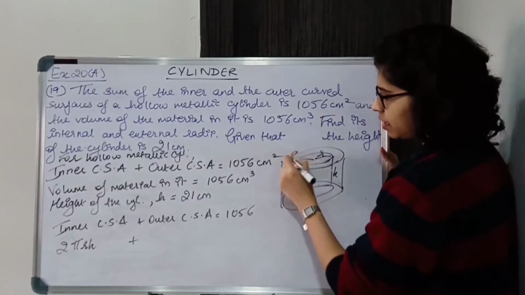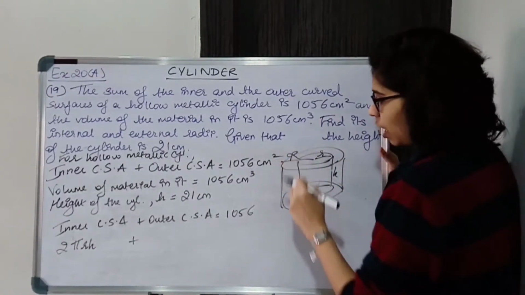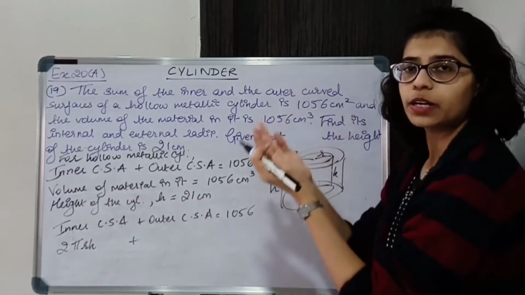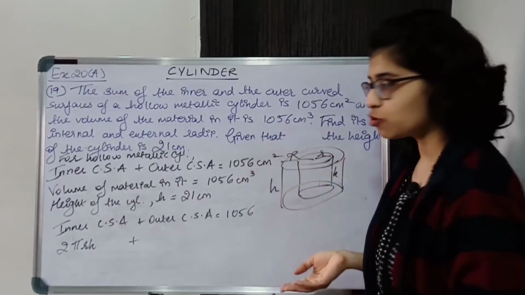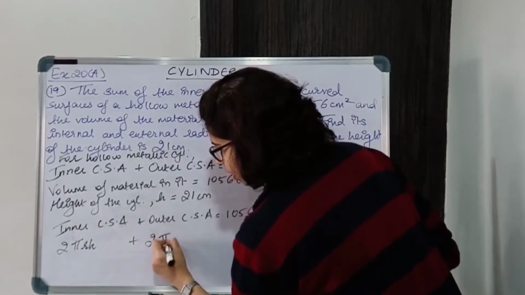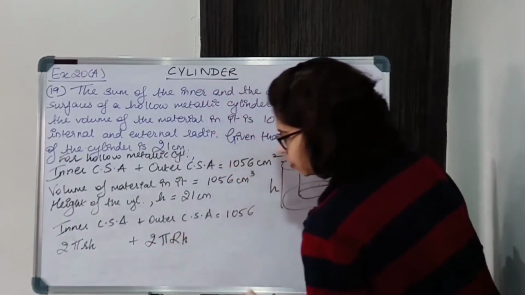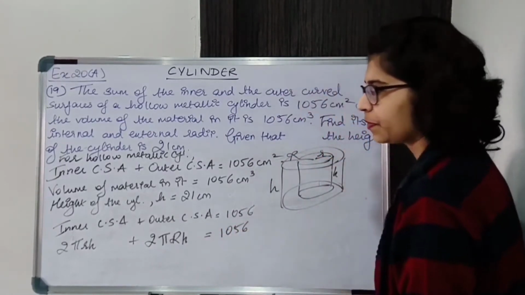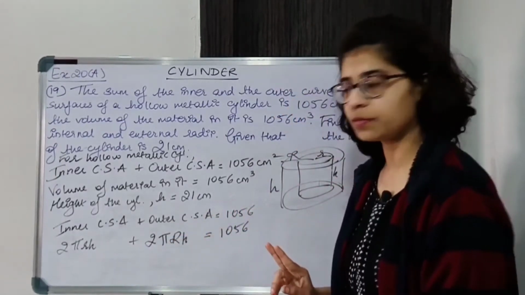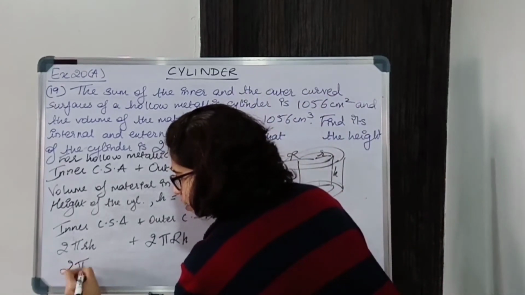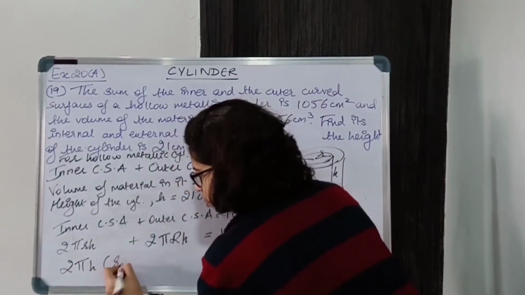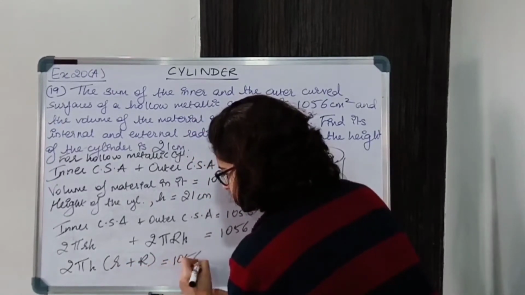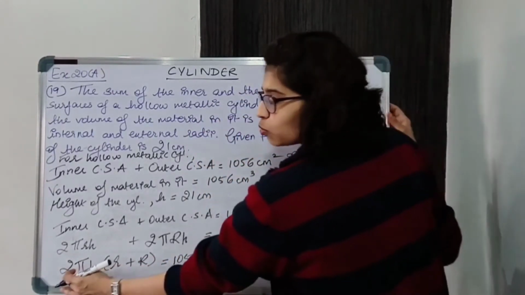From here to here, this is capital R, and the height is the same. What will be the curved surface area of this outer part? 2 pi R into h. So 2 pi r into h plus 2 pi R into h is equal to 1056. I can take 2 pi and h common over here. So 2 pi h is common. We are left with small r plus capital R equal to 1056. I know the value of 2.